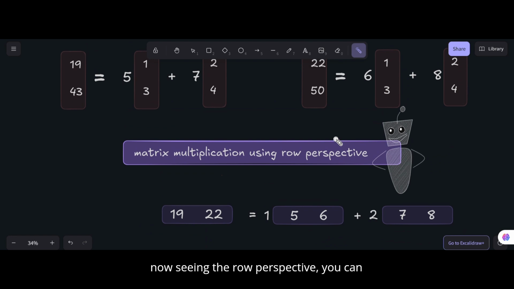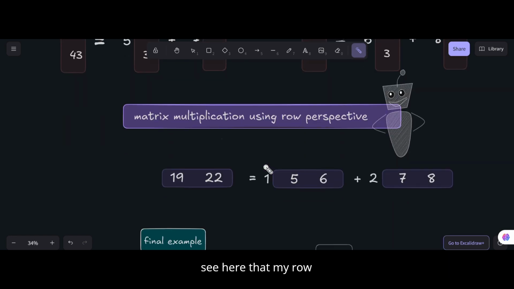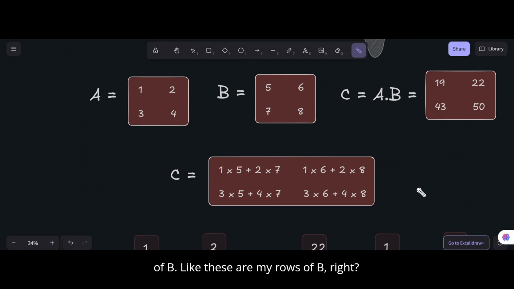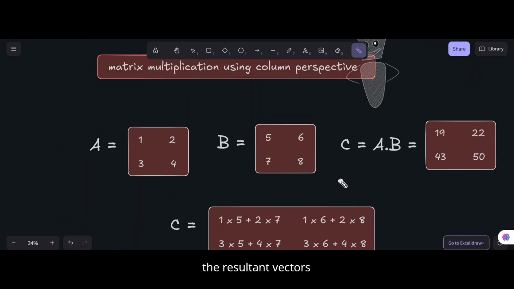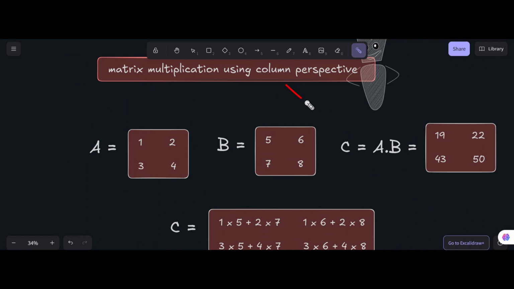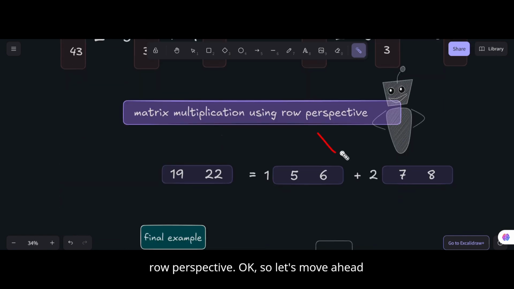seeing the row perspective, you can see here that my row, which consists of these numbers, is basically the combination of rows of B, like these are my rows of B, and they have been scaled by the components of A. So you can interpret the resultant matrix as the combination of rows of B which have been scaled by the A matrix as well. So you have seen the resultant matrix through the column perspective and through the row perspective.